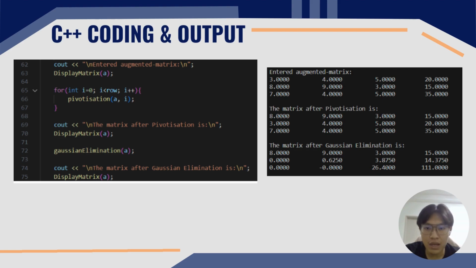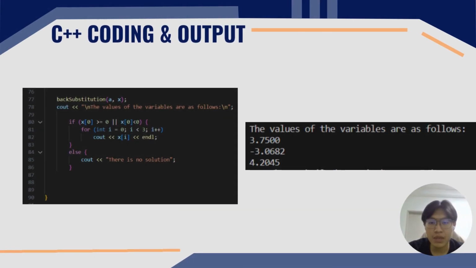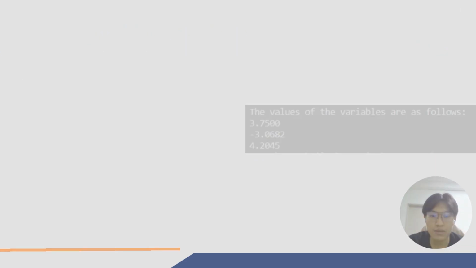And then we will use the Gaussian elimination function to let the matrix undergo Gaussian elimination and display the matrix again. Lastly, we'll use the back substitution function to back substitute the values inside the matrix. Then we will print out the values of x, y, z. And just in case there is no solution, it will print out that there is no solution.